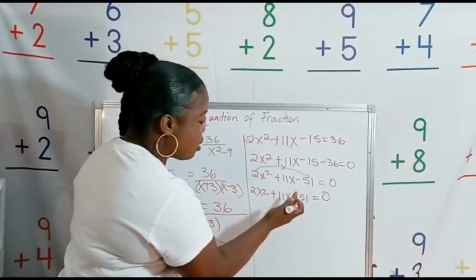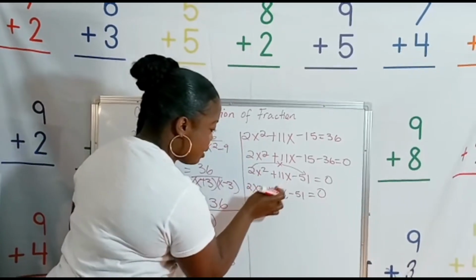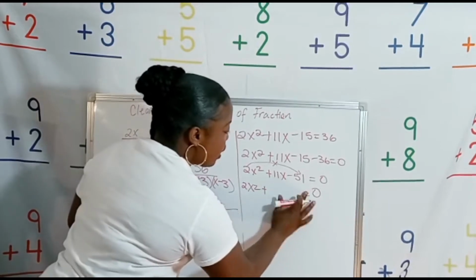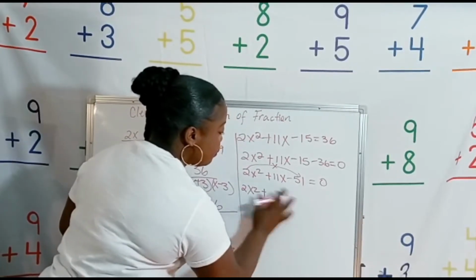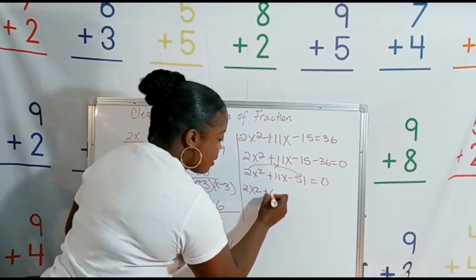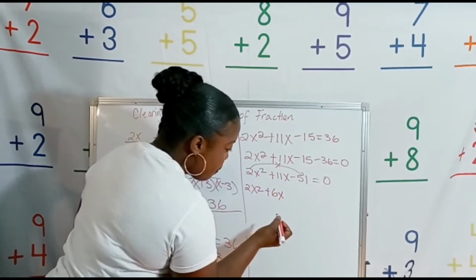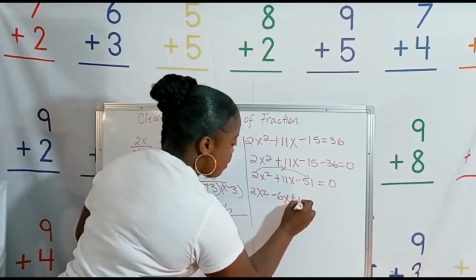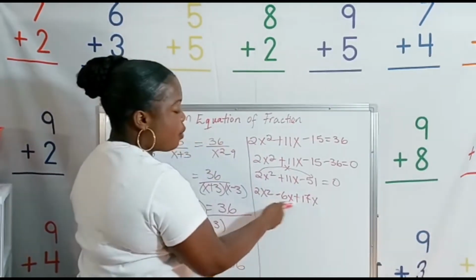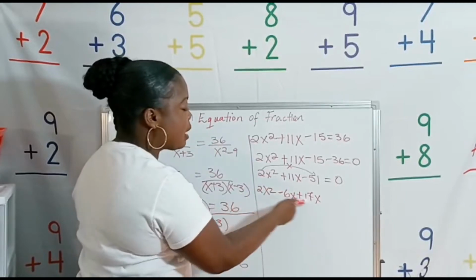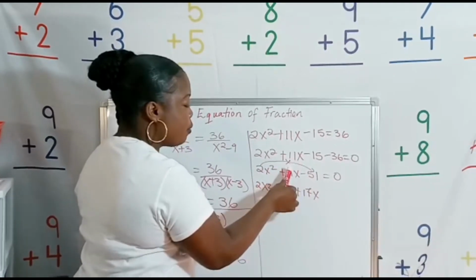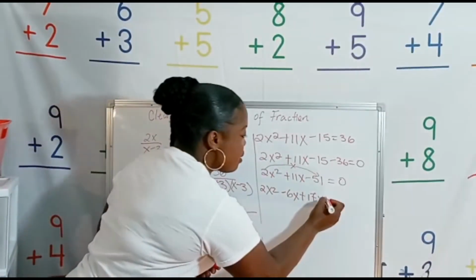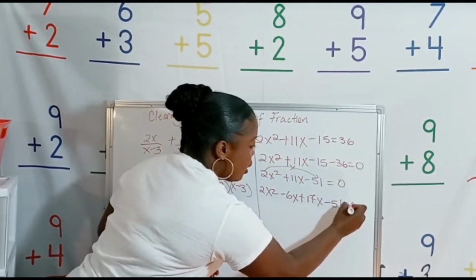So I did write this twice, so I'm going to erase this 11x and substitute it with, let me erase the whole thing. It was a negative 6x, so negative 6x and a positive 17x, and of course that would end up giving us positive 11x, but when we multiply it, it gives us that 102 that we get by multiplying 2 times negative 51. So of course, minus 51 equals 0.